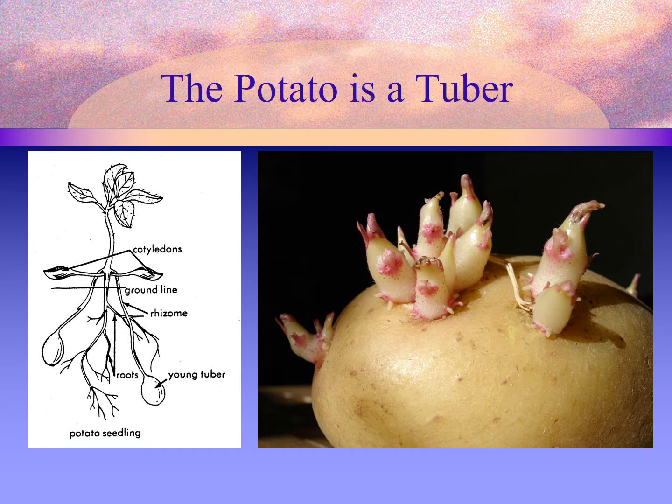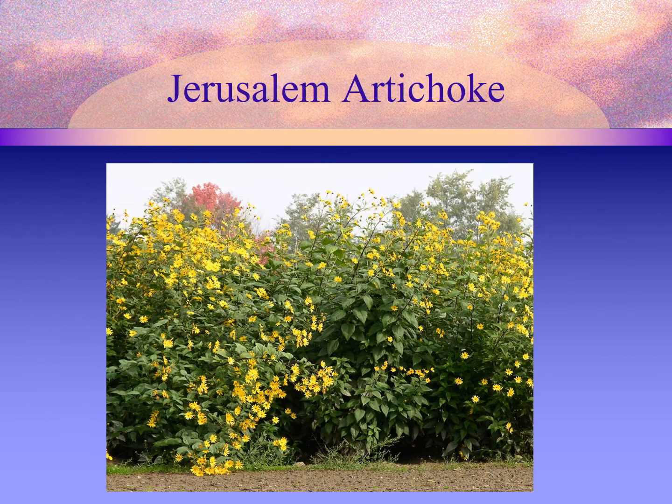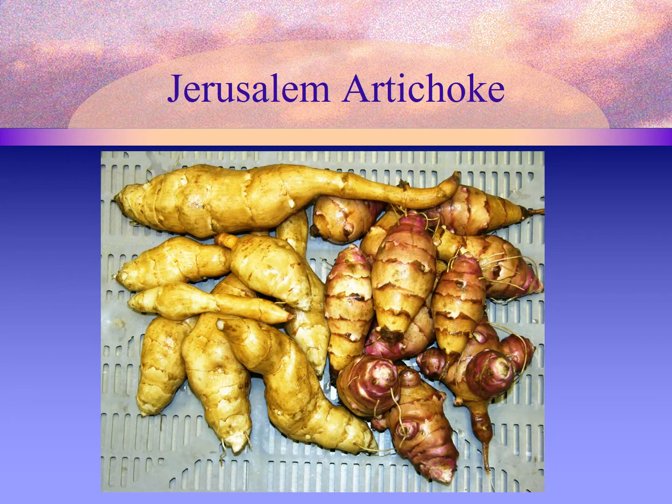As the potato leaves photosynthesize and convert sunlight into sugar, those sugars are stored in young tubers that develop at the ends of the rhizomes. So these young tubers are developing underground. So even though a potato is a structure that you find underground, it is still a modified stem. Here's a picture of Jerusalem artichoke and Jerusalem artichoke tubers.